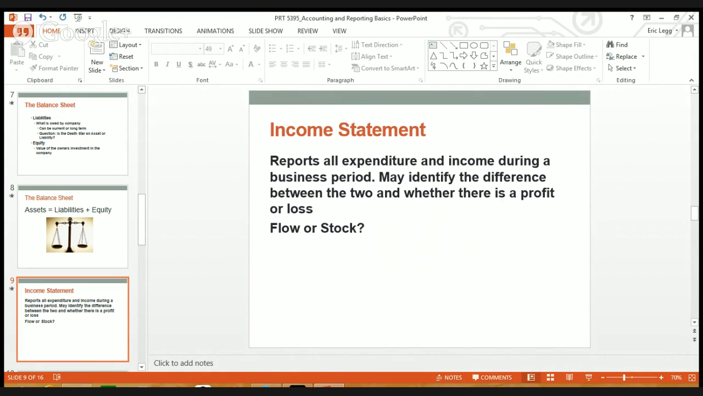The other financial statement we're going to look at is an income statement. An income statement reports all expenses and income during a business period. It's the difference between two over a period of time. It's a video. The income statement is our flow or video statement.